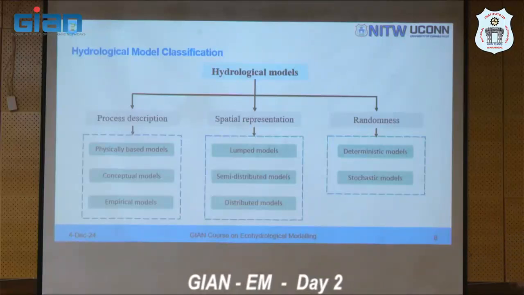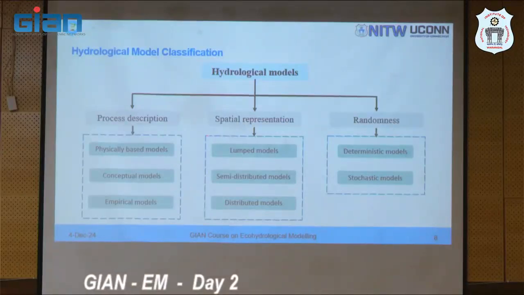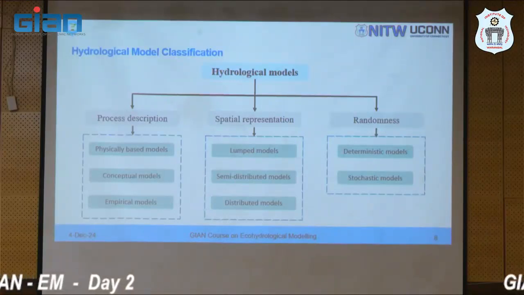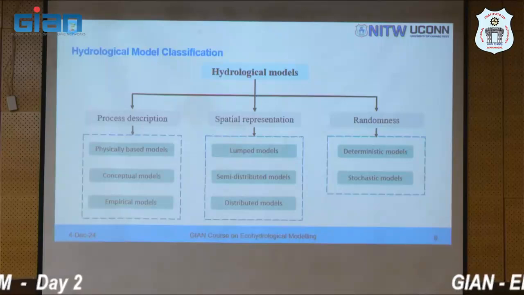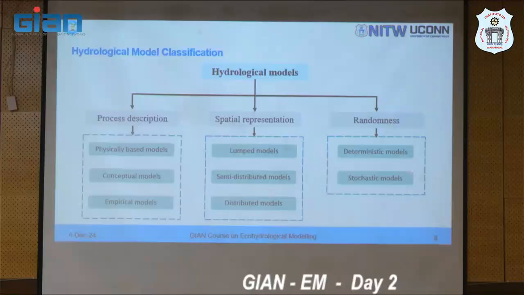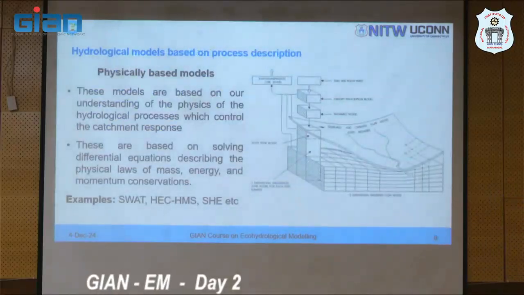Now, coming to the spatial representation, you have lumped, where you consider the entire unit as one; semi-distributed, where you still break down, but the individual units you still consider to be a single unit; and then you have distributed models, which you can describe for the entire catchment. You have different parts, and based on the randomness, there is the deterministic model and the stochastic model. Okay, let's see each one of them before we go further.